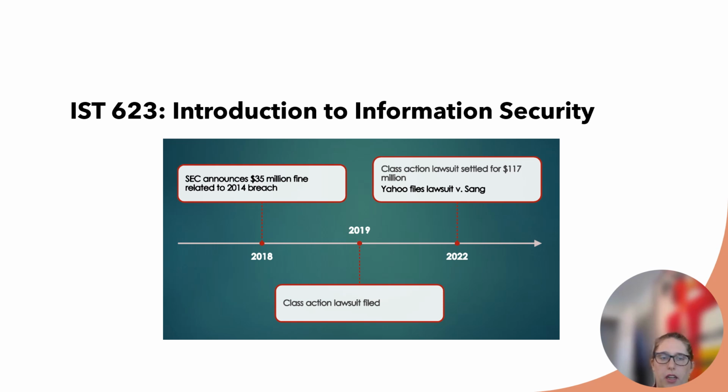In 2018, the SEC announced a $35 million fine related to that breach. In 2019, a class action lawsuit was filed. And in 2022, the class action lawsuit settled for $117 million. That same year, Yahoo filed a lawsuit against a former employee for allegedly divulging trade secrets to his employer after leaving Yahoo.